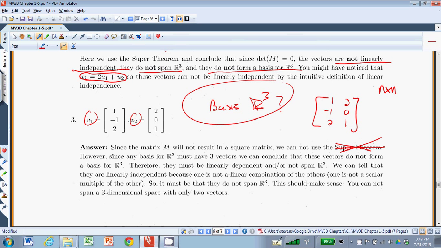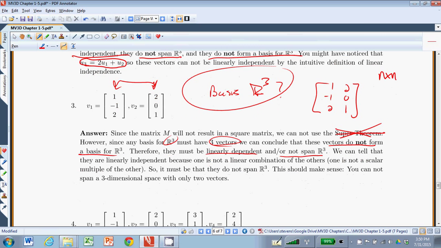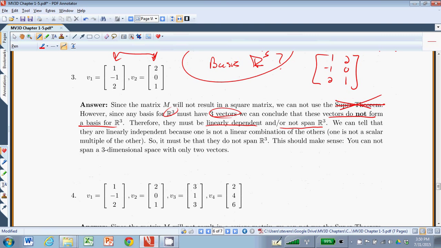However, we know that a basis for R3 must have 3 vectors, so we certainly do not have a basis. That means they're either linearly dependent or do not span R3. Since there's only 2 of them, in the case of only 2 vectors, linearly dependent means one's a multiple of the other, and that's clearly not the case. So they are linearly independent, but they can't possibly span R3. You're not going to span a 3-dimensional space with 2 vectors. So not a basis, linearly independent, they don't span R3.